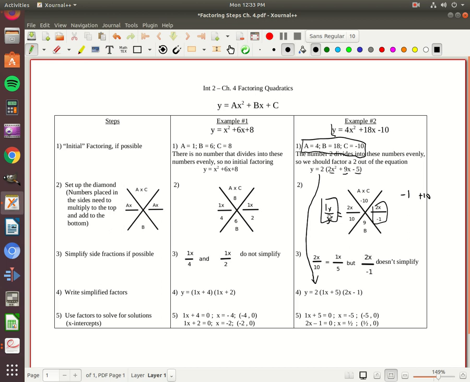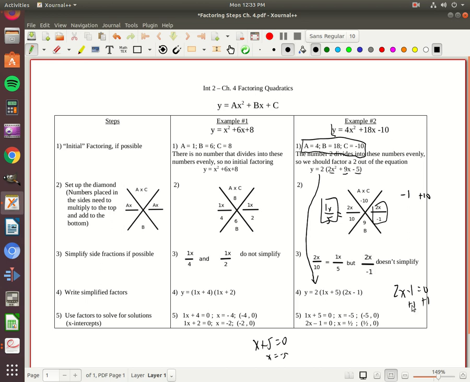Long story short, we're going to use this x plus 5, the 1x plus 5, and we'll use our 2x minus 1. When we set these things up, again, x plus 5 equals 0. Obviously, we get negative 5, so we'll have negative 5, 0. And then over here, we'll have 2x minus 1 equals 0.